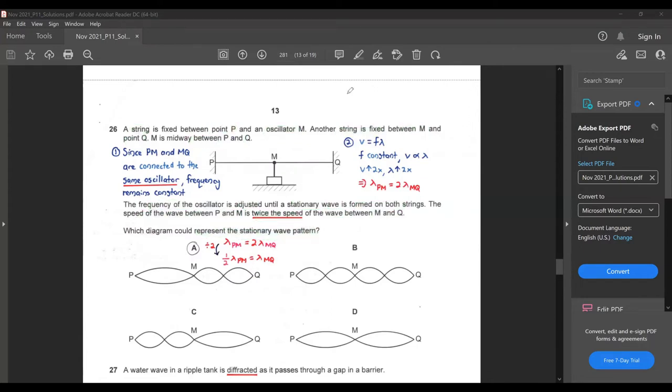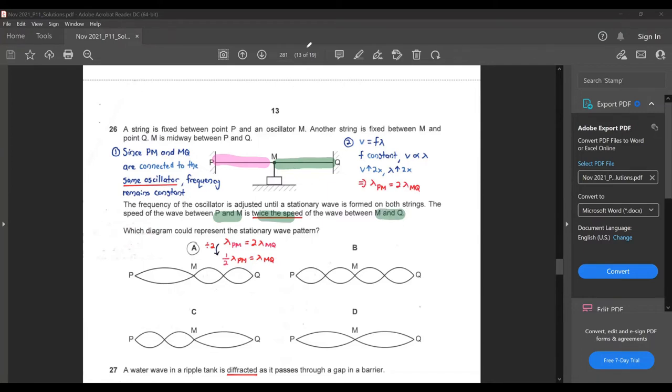Okay, so what is the stationary wave pattern that we can expect to see? So you are going to get a stationary wave at P and M and also at Q and M. But then there's a difference here. The speed with which the waves travel on both strings are not the same. Between P and M, the speed is twice the speed between M and Q.